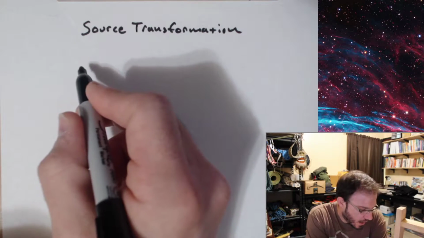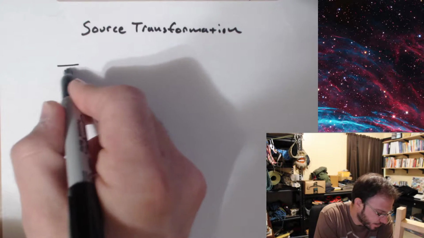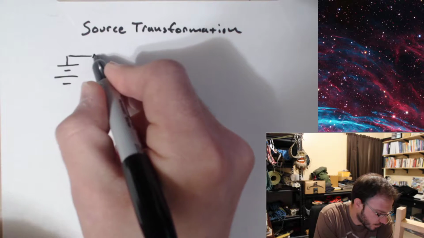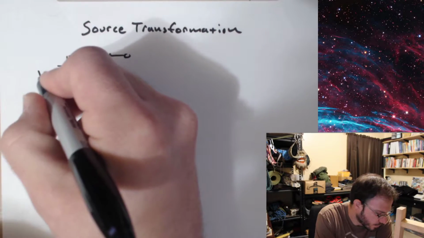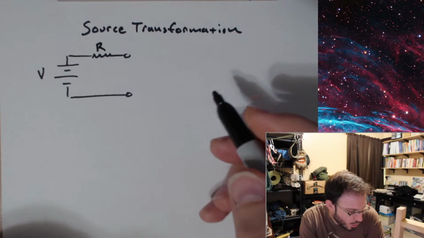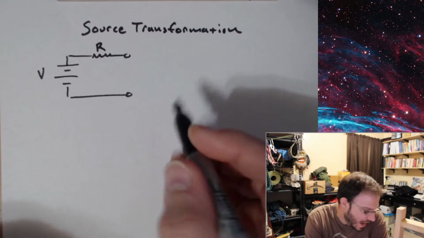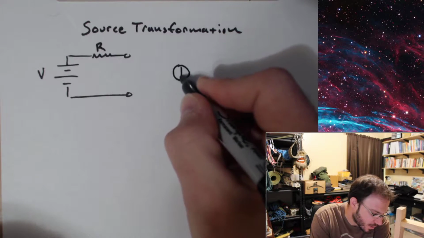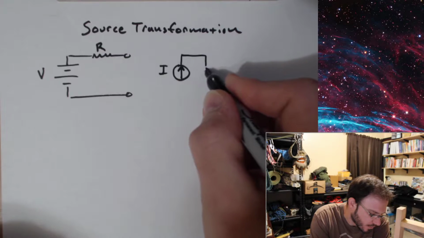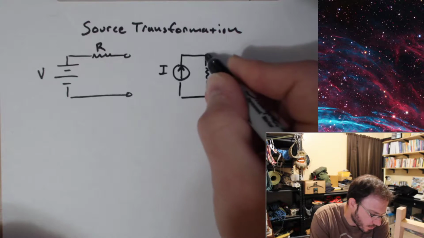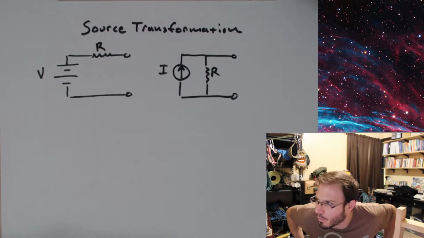We can take a voltage source in series with a resistor, and we can turn that into a current source in parallel with a resistor.